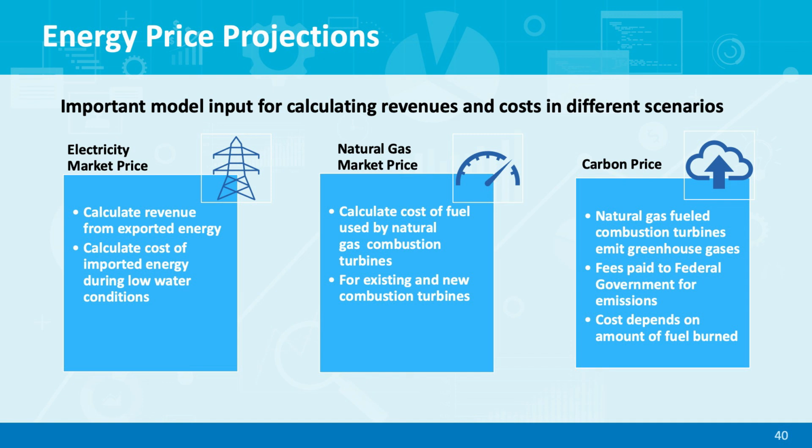Similarly, Manitoba Hydro has acquired price projections for natural gas. This model input is used to calculate the cost of operating natural gas turbines for both the existing system and for any new turbines added. And finally, there is a cost for running natural gas turbines due to their associated GHG emissions. This is comprised of fees paid to the federal government for the emissions, which is dependent on how much fuel is burned. The GHG costs require their own price projections for the model to use. If natural gas turbines are not run very often, then the associated emissions costs are relatively low.